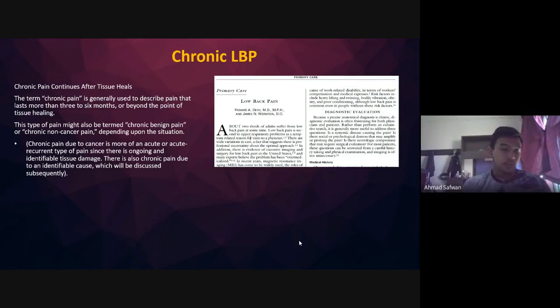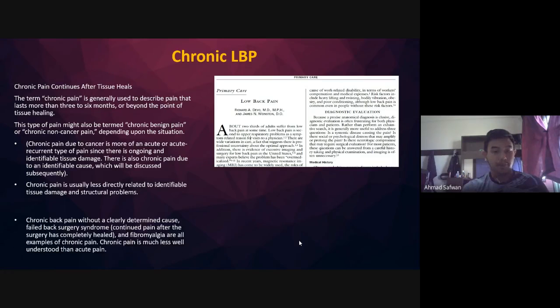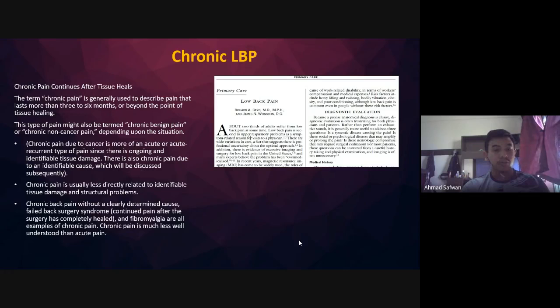Chronic pain due to cancer is more of an acute or acute recurrent type of pain, since there is ongoing identifiable tissue damage. There is also chronic pain due to an identifiable cause, which will be discussed subsequently. Chronic pain is usually less directly related to identifiable tissue damage and structural problems. Lastly, chronic back pain without a clearly determined cause, failed back surgery syndrome, continued pain after surgery that has completely healed, and fibromyalgia are all examples of chronic pain. Chronic pain is much less well understood than acute pain.